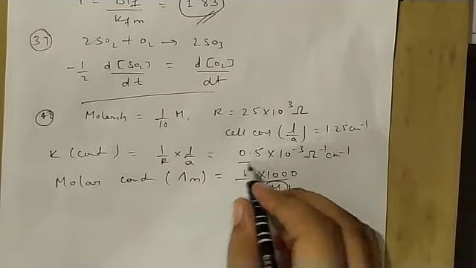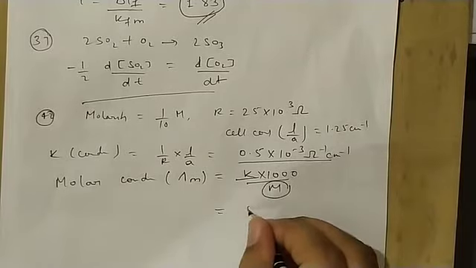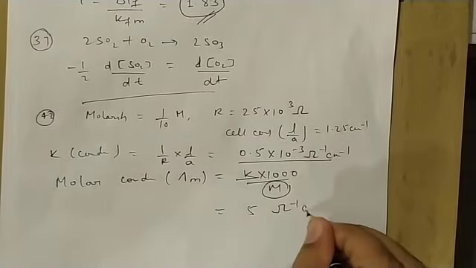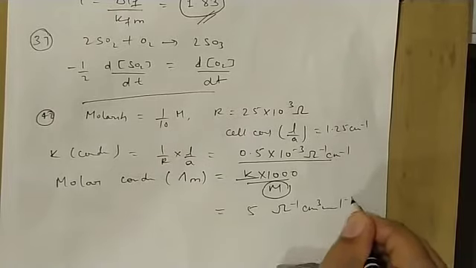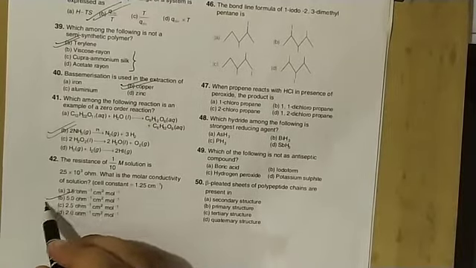The value of K we have already calculated, and 1000 will be multiplied to it. The value that comes out will be 5 ohm inverse centimeter cube mole inverse. If you look at the options, 5 is given in option number B. So option number B is correct in this case.